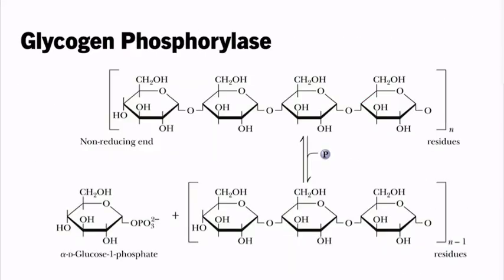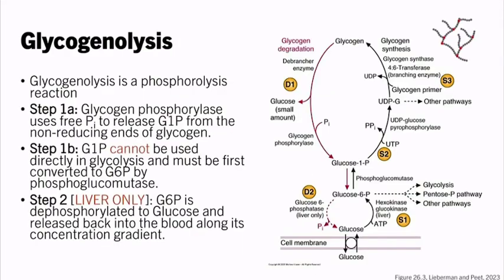That reaction is taking that free inorganic phosphate, allowing it to react at the anomeric carbon, breaking that glycosidic bond, and releasing now glucose 1-phosphate, and leaving the remaining branch of our glycogen molecule. So this breaks apart those glucose molecules one at a time, but what we're left with is glucose 1-phosphate.